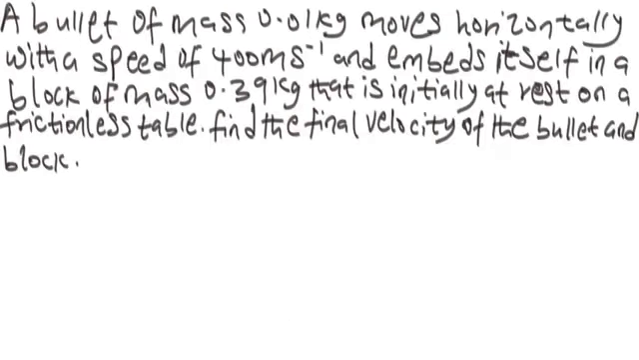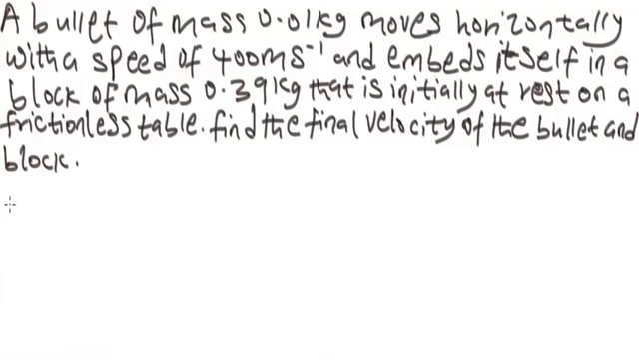Let's look at this question. It says a block of mass 0.01 kg moves horizontally with a speed of 400 meters per second and embeds itself in a block of mass 0.39 kg that is initially at rest on a frictionless table. Find the final velocity of the bullet and block. So let's get our parameters so that we know the right formula to apply for this problem.